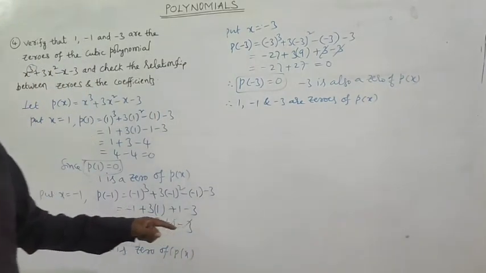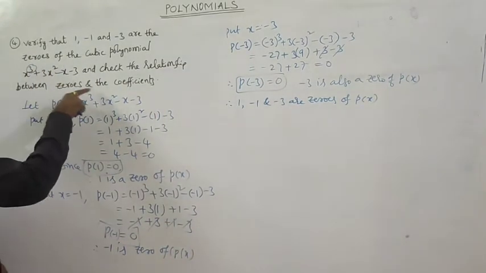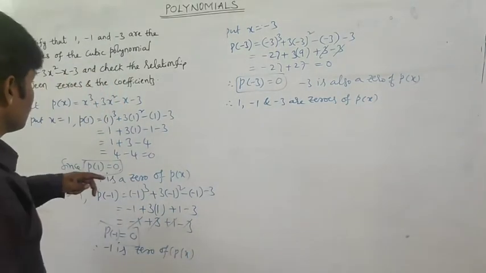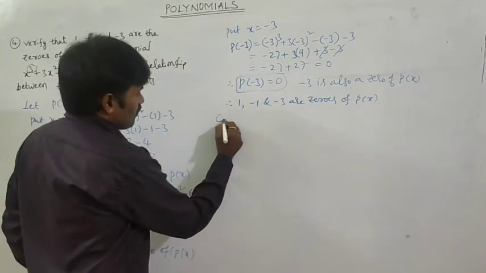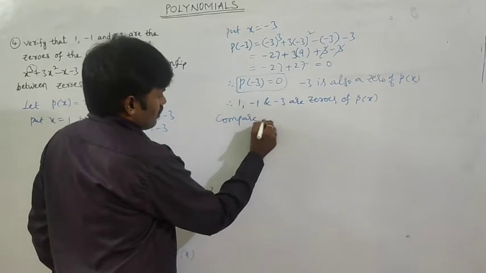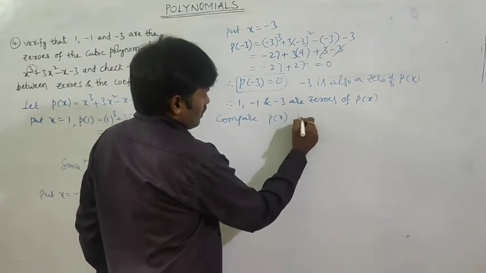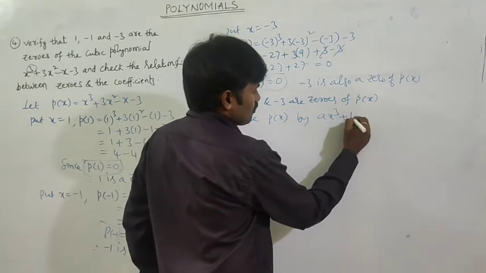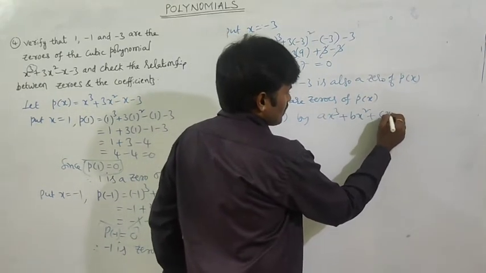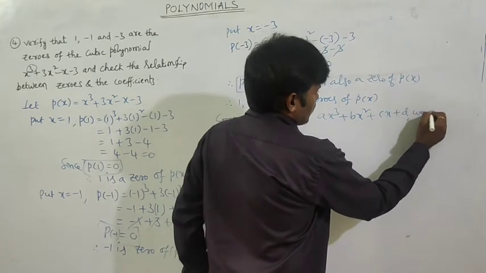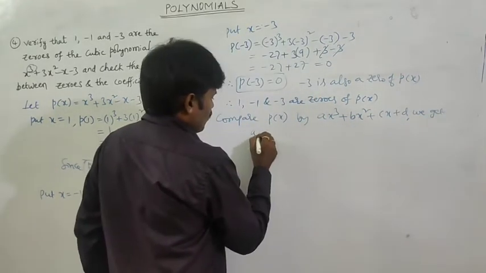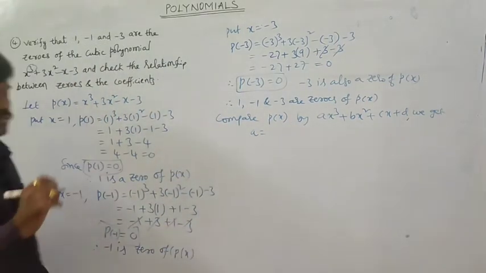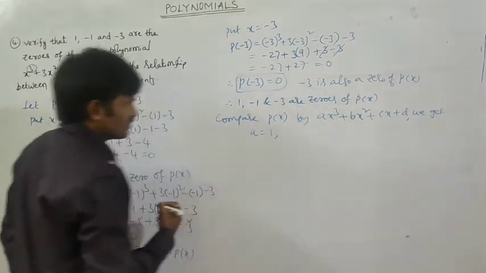Half of the task is completed. Now what did they ask? They asked us to check the relationship between zeros and the coefficients. So compare p of x with the standard cubic polynomial, which is ax cube plus bx square plus cx plus d. In this case, compare the coefficients. Here the x cube coefficient is a. In p of x, what is the x cube coefficient? 1.